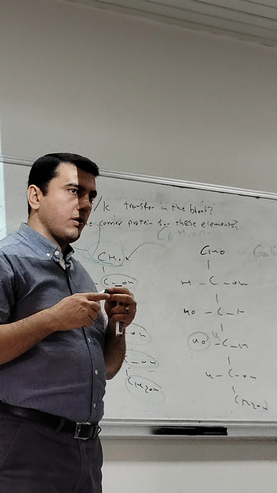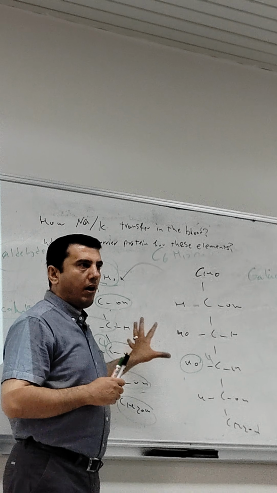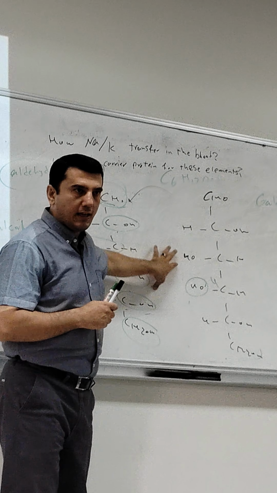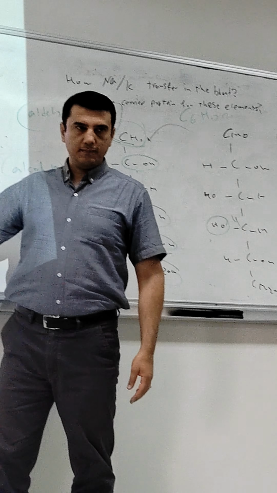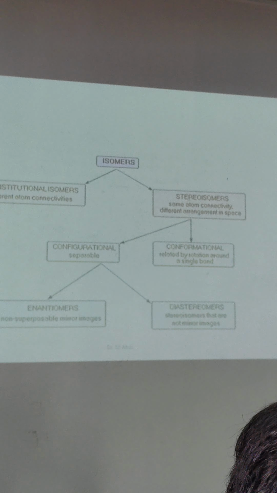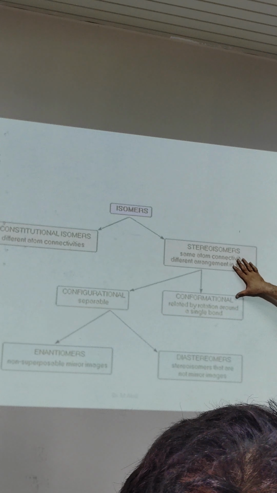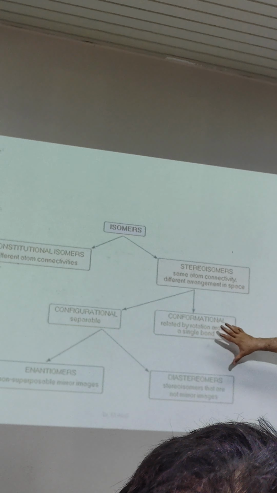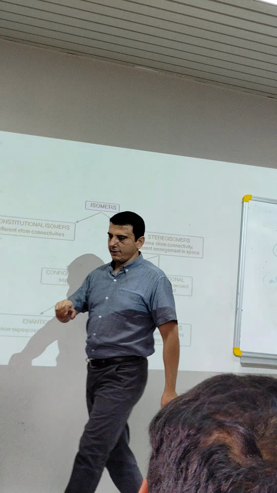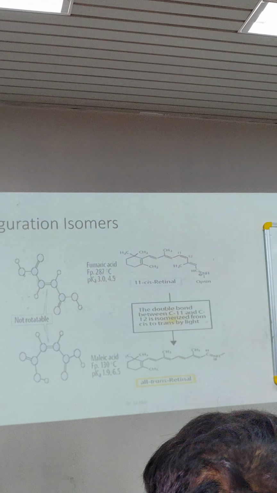So these molecules are isomers, and the type of isomers is stereo. We have two types of stereoisomers. I will explain in detail. The first one is conformational, the other is configurational isomers. What are these isomers? Configurational isomers.